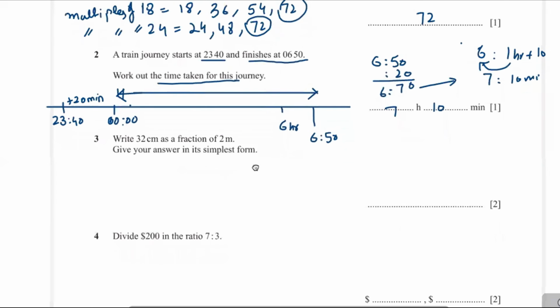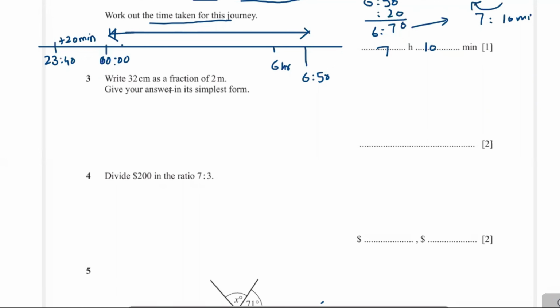Next is question number 3. Write 32 as a fraction of 2 meters. Give your answer in simplest form. Firstly, we convert the meters into centimeters. 2 meters is equal to 200 centimeters. Therefore, 32 as a fraction of 200 centimeters means 32 out of 200. Now you can write it as 4 8s are 32, 4 5s are 20, and 4 0 0. Now you divide it by 2, you get 4 over 25, and this is the answer.